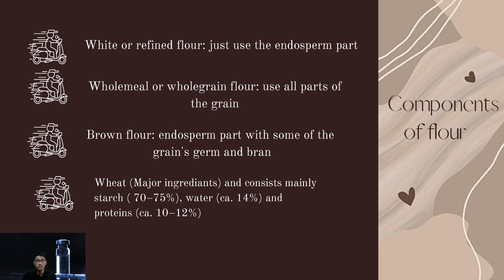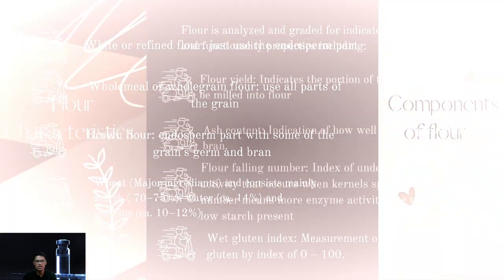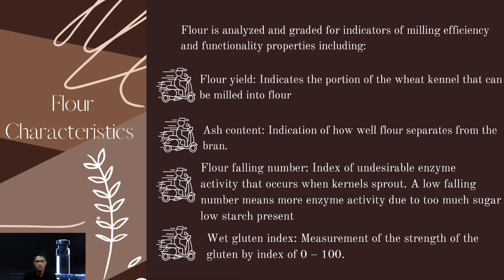As for the several types of flour, the first one is white or refined flour, which uses only the endosperm part. Wholemeal and whole grain flour use all parts of the grain, and brown flour uses the endosperm part with some of the germ and bran. Wheat, the major ingredient in flour, consists mainly of starch 70 to 75%, water 14%, and proteins 10 to 12%.